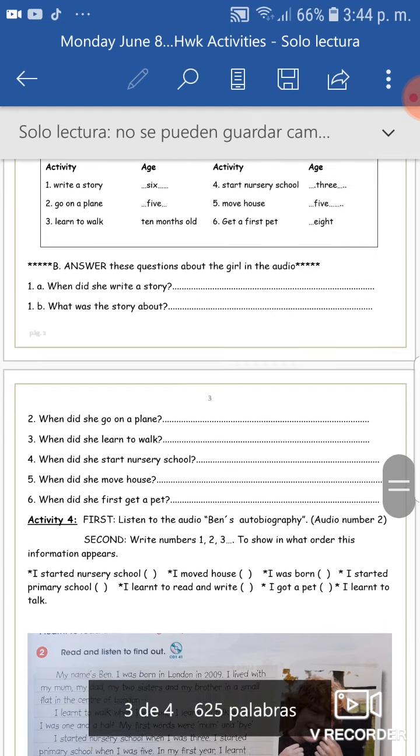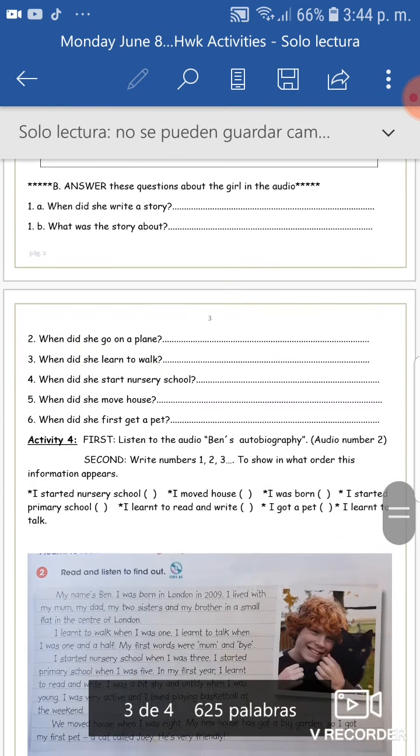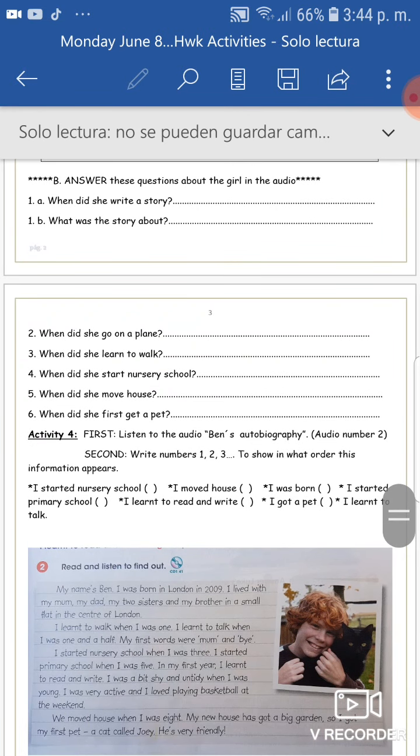Then B, answer these questions about the girl in the audio in a complete way. Okay, when did she write a story? She wrote a story when she was... (the age from the audio).